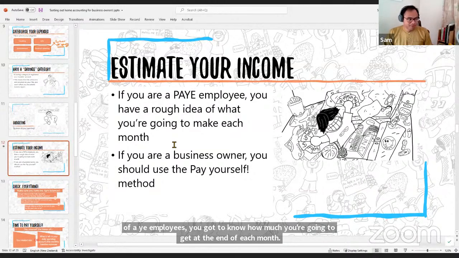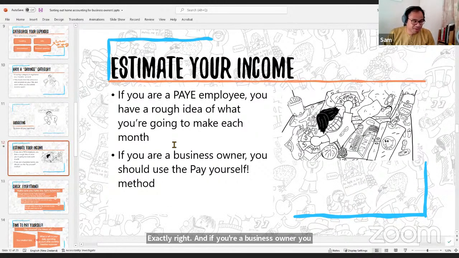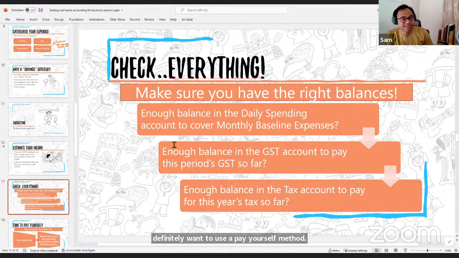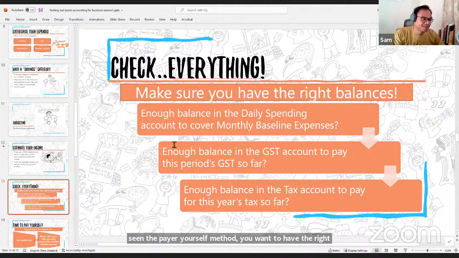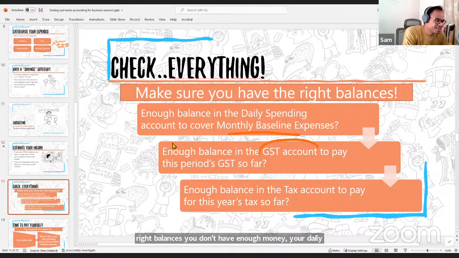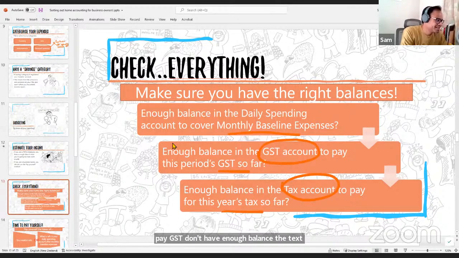All right, and if you're a business owner, you definitely want to use a pay yourself method. And just a quick refresher for those of you who have seen the pay yourself method, you want to have the right balances. You want to have enough money in your daily spending account to cover your monthly baseline, you want to have enough balance in your GST account to pay GST, and you want to have enough balance in the tax account to pay the year's taxes.